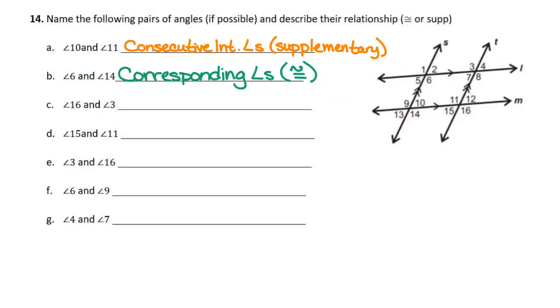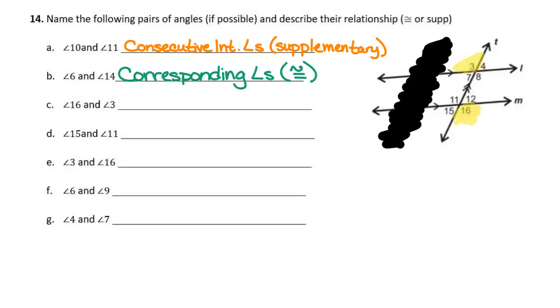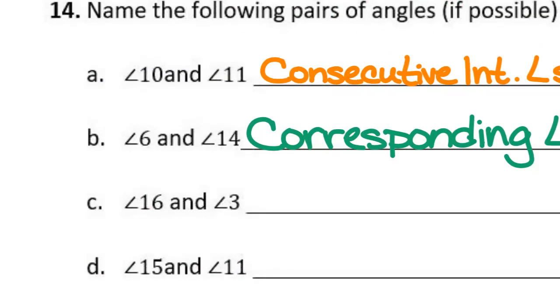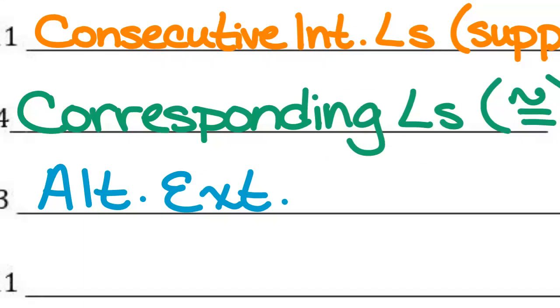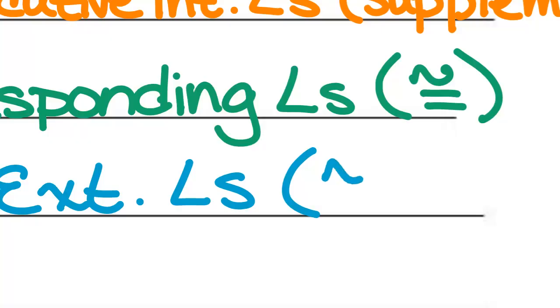All right, angle 16, this one here, and angle 3, this one here. What line do they both touch? They both touch T, so we don't need to look at S at all. I want to keep all of the lines that my angles are touching. They touch L, M, and they both touch T. Are those both interior angles? Are they both exterior? Yes. Same side or opposite sides of their transversal T? Opposite. So we call them alternate exterior angles. Congruent or supplementary? Congruent.